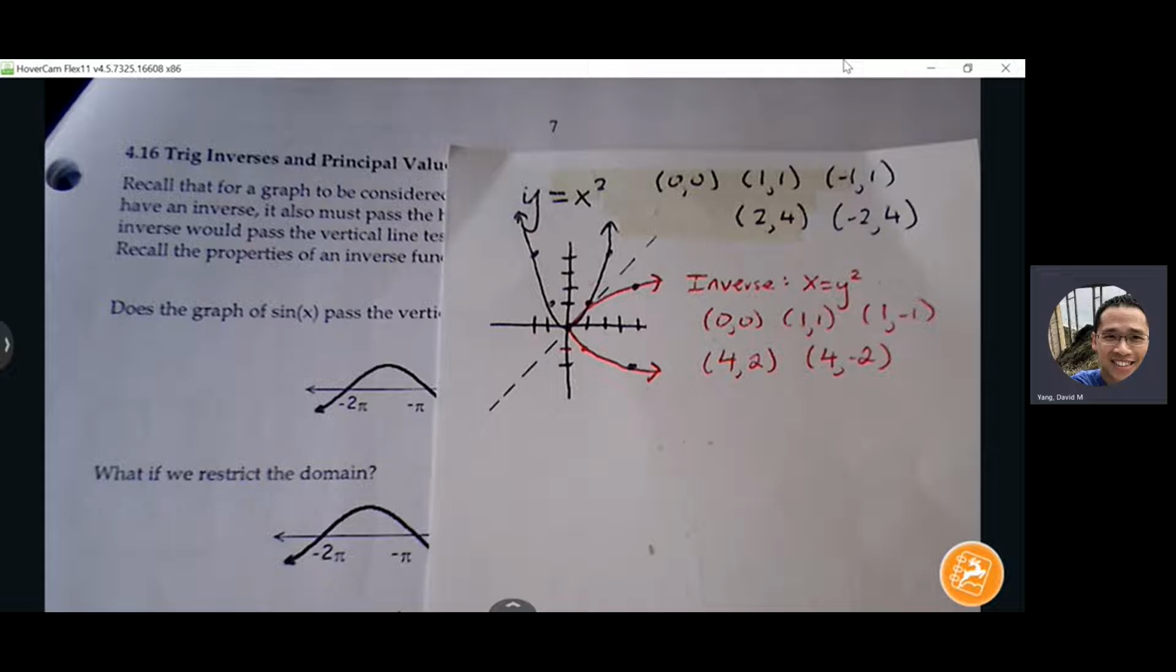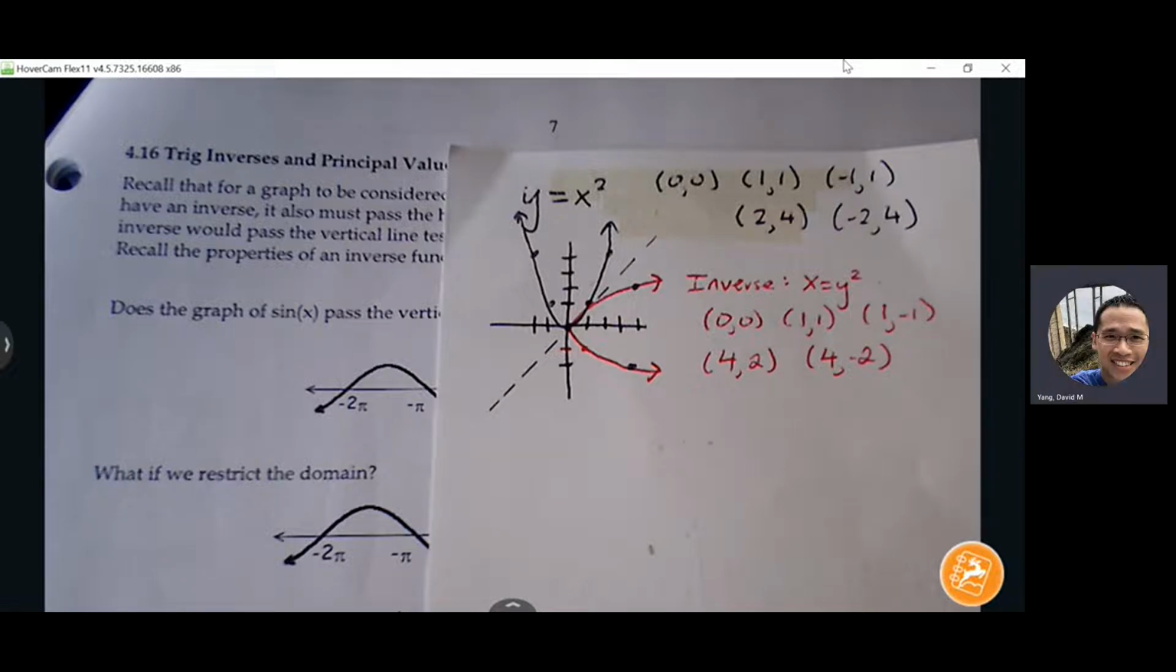What about this graph here? If I have this cubic function, is this going to pass the horizontal line test? Yes. Which means that its inverse will pass the vertical line test. Okay, so that's what a horizontal line test does. It just tells you information about the inverse.